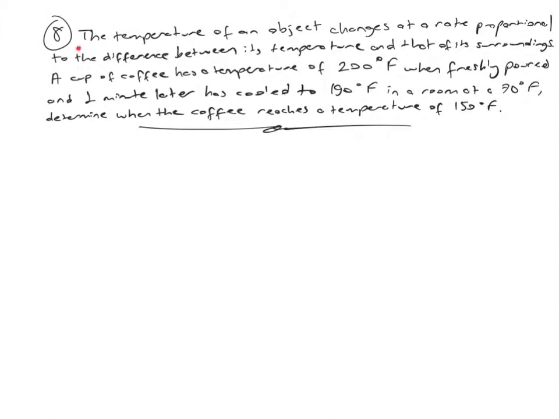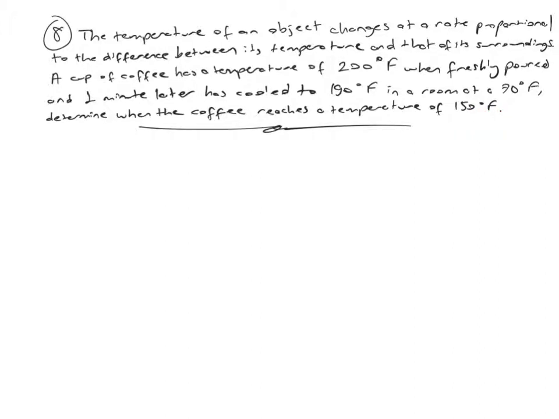New question. The temperature of an object changes at a rate proportional to the difference between its temperature and that of its surroundings. A cup of coffee has a temperature of 200 degrees Fahrenheit when freshly poured, and 1 minute later has cooled to 190 degrees Fahrenheit in a room at 70 degrees Fahrenheit. Determine when the coffee reaches a temperature of 150 degrees Fahrenheit.